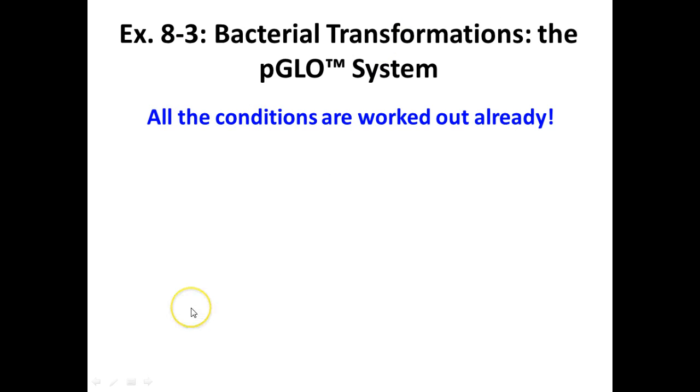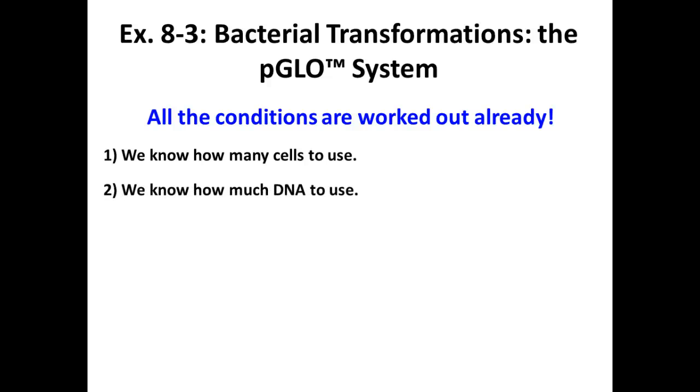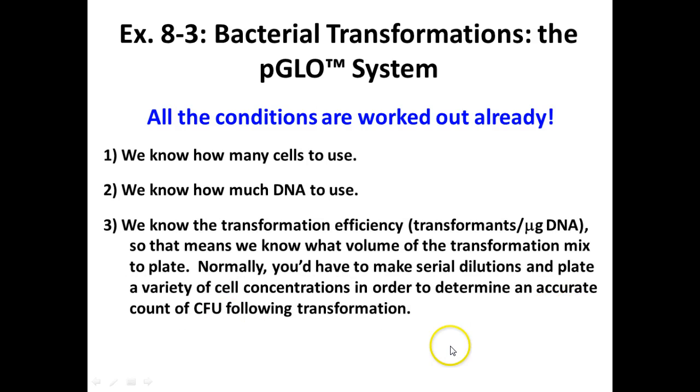So all the conditions for this kit have been worked out for us, right? So we should always be successful. We know how many cells to use. We know how much DNA to use. This is all pre-measured out for us. We know the transformation efficiency, how efficient it is at this process happening, right? How many transformants we'll get per milligram of DNA that we put into this kit. So, as I said, the volumes and everything are worked out for us. Normally, we'd have to make serial dilutions and figure these things out. We don't need to do that for this experiment.